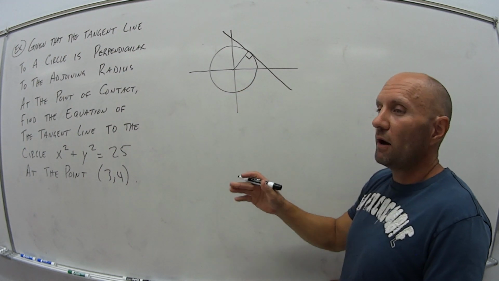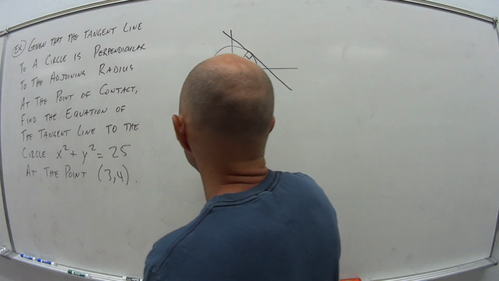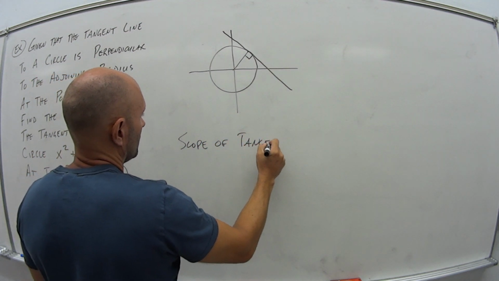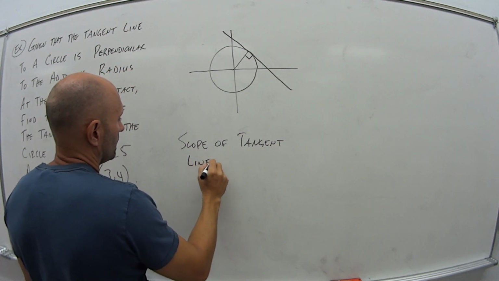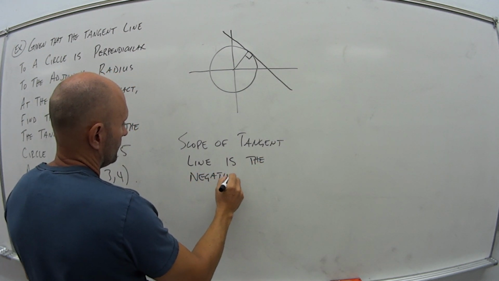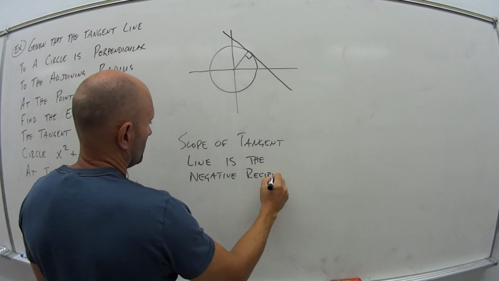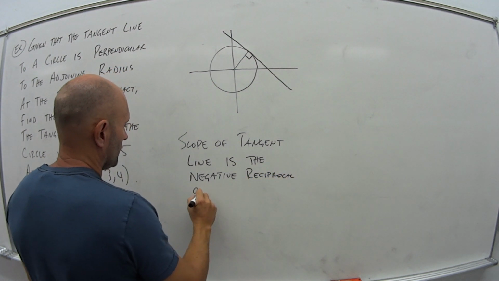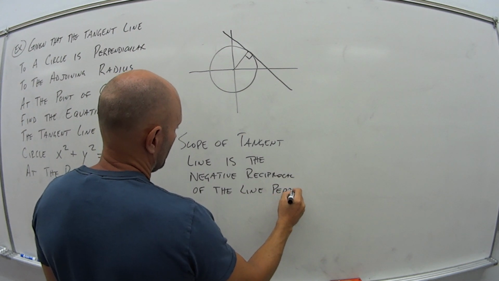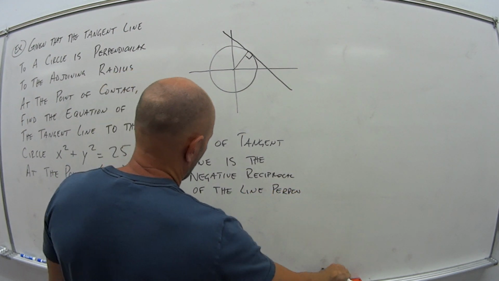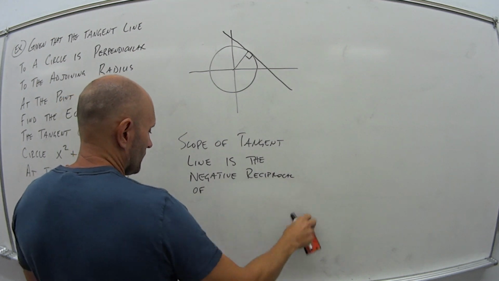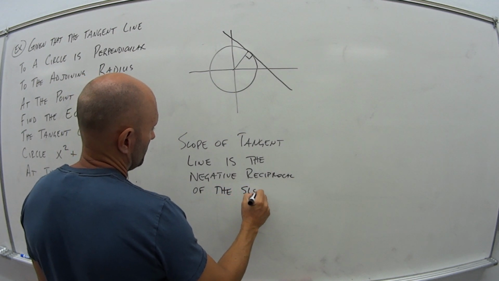Now, something that's not even given to you in this problem, and so I guess they maybe expect you to know it, but the slope of a tangent line is the negative reciprocal of the line perpendicular to it. So in this case, the slope of the tangent line is the negative reciprocal of the slope of the radius. That's probably a better way to do this in this specific case.